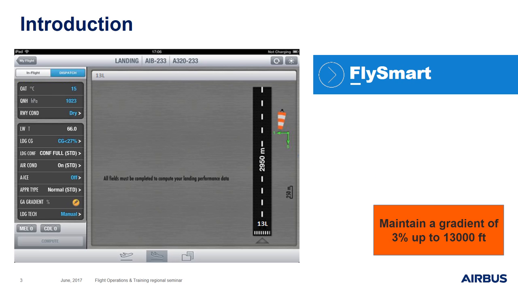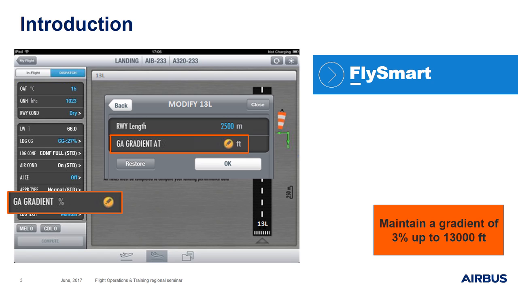In FlySmart, two fields enable to control go-around performance today. First, the go-around gradient field, and if you click on the runway, you can also access a go-around altitude field. For each airport, your performance engineering department can define default values for these fields, but the flight crew can update them. And the altitude field is not mandatory, it depends on the administrator settings.